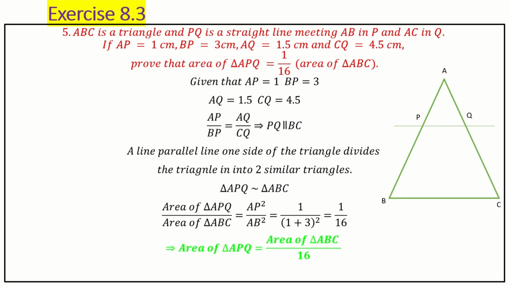So given that AP equals 1, BP equals 3, which means AP is 1/4 of AB, correct? Once you know that AP is 1/4 of AB, the ratio of areas of similar triangles equals AP square by AB square, which is equal to 1/16, right? So that is what we did here, same thing. Okay, next.